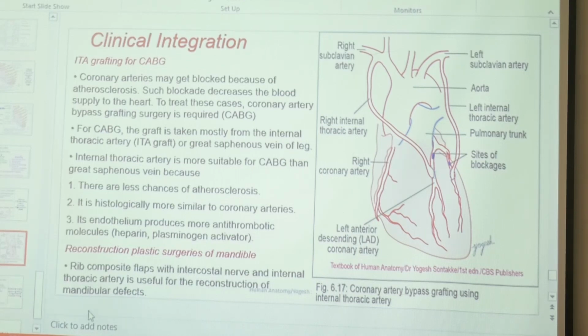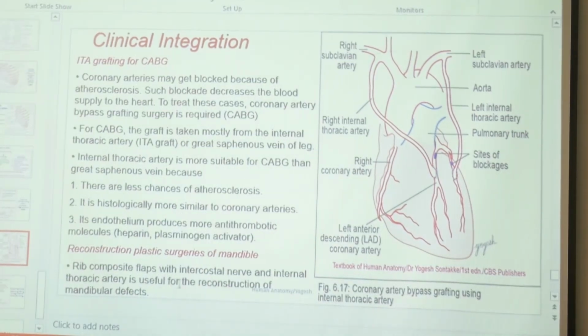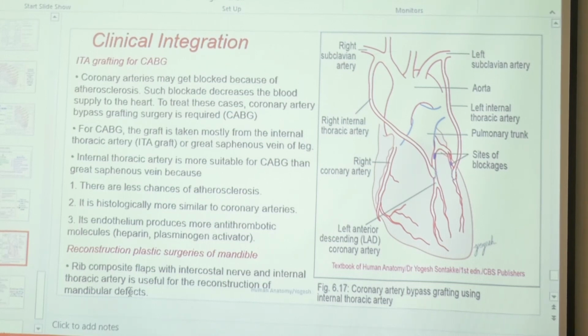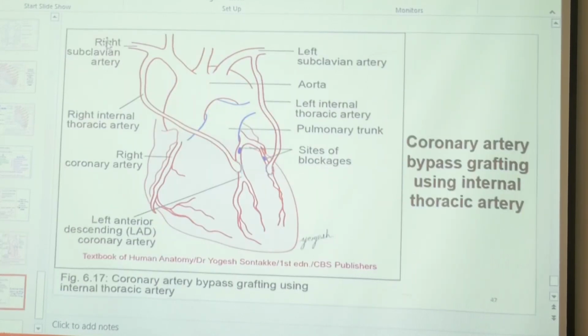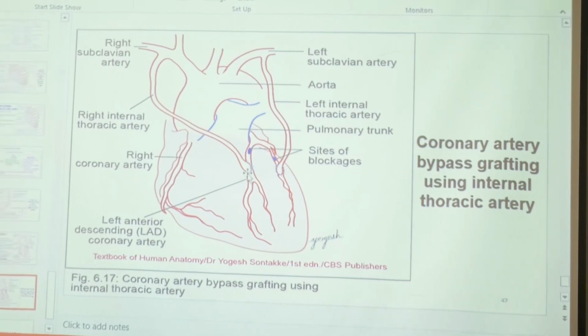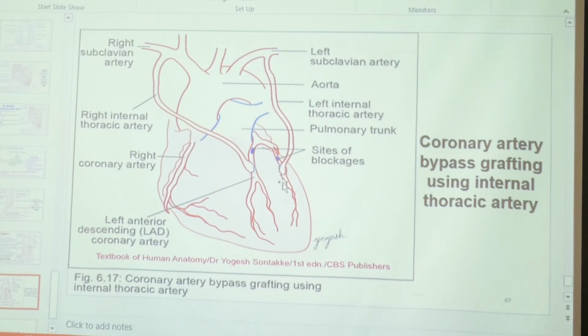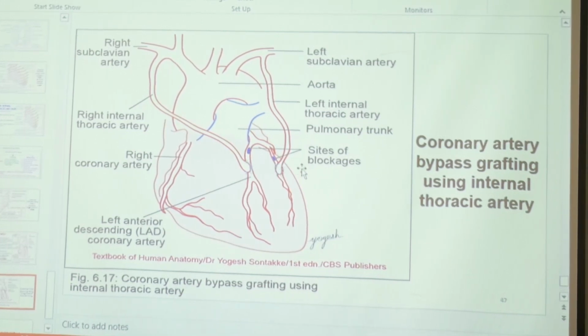And another clinical aspect: the rib composite flap based on the internal thoracic artery is useful for reconstruction of mandibular defects. See here the coronary artery bypass graft. The internal thoracic artery has been attached distal to the site of blockage. Okay, so these are the clinical aspects.